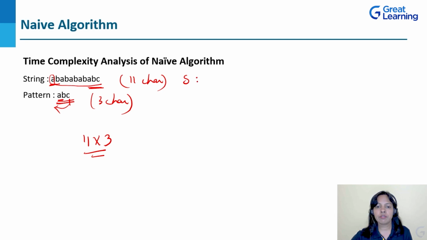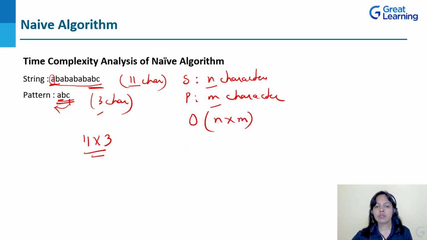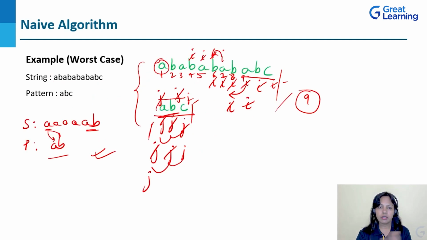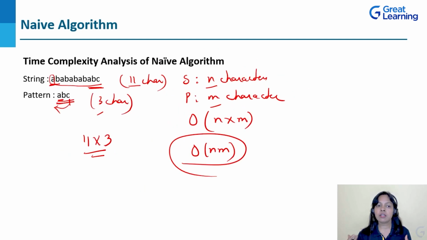Suppose in the given string we have n characters. Okay, in the given pattern we have m characters. Then the time complexity in the worst case scenario will be 11 into 3, that is n into m. So the time complexity is nm, big O of nm. As we have done here the worst case analysis of the naive algorithm, it was easy to understand how we can arrive at this O of n into m time complexity. So this was all about the basic or fundamental algorithm, that is your naive algorithm.